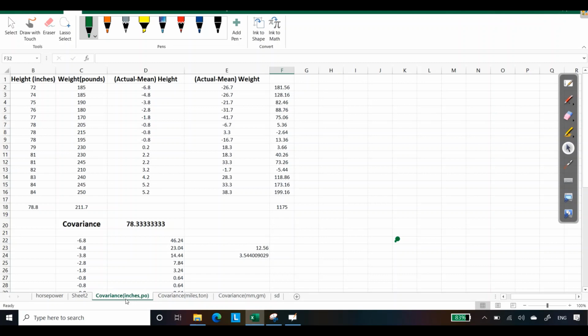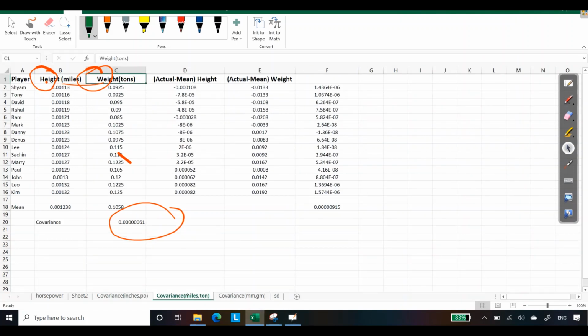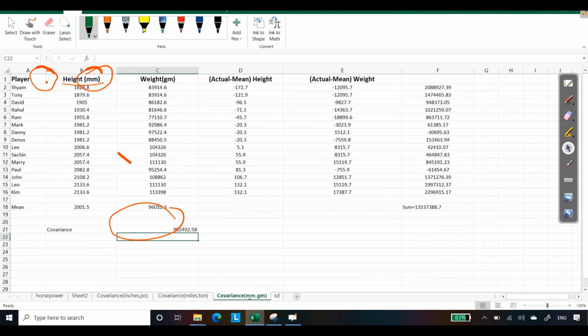But coming to the example of height and weight, with height in inches and weight in pounds, the covariance we got was 78.33. And when we calculated covariance with height in miles and weight in tons, the covariance was very low, around 0.6 or 6.1. And when we calculated covariance with height in millimeters and weight in grams, it was quite high. So my question was, when we have a very high value, is it strongly correlated? Or when we have the smallest value, is it weakly related? With this, we can't measure it. We should have a unit with which we can measure equally.